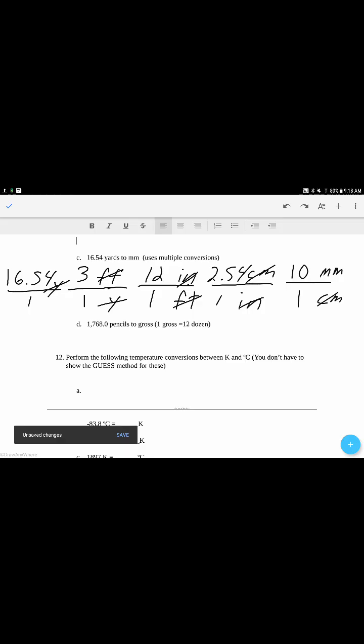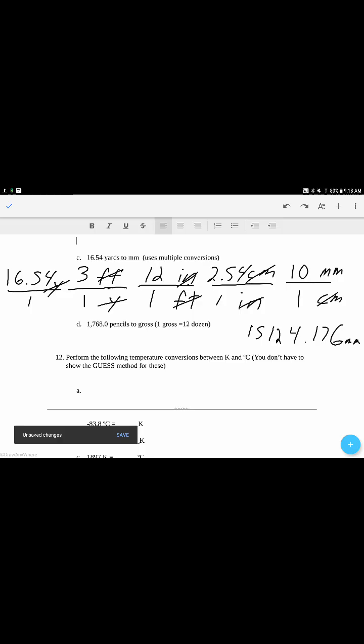We do all our math. 16.54 times 3 times 12 times 2.54 times 10. And we get a really big number. 1512. Oh, I guess that's not that big. Didn't see the decimal. 0.176. And that's millimeters.